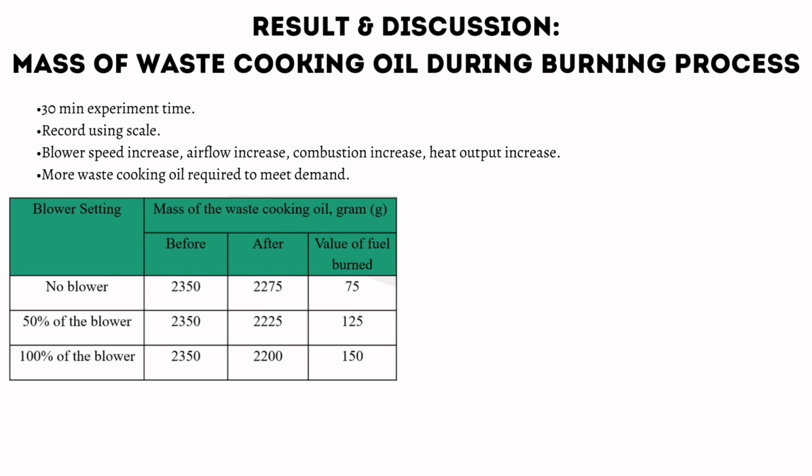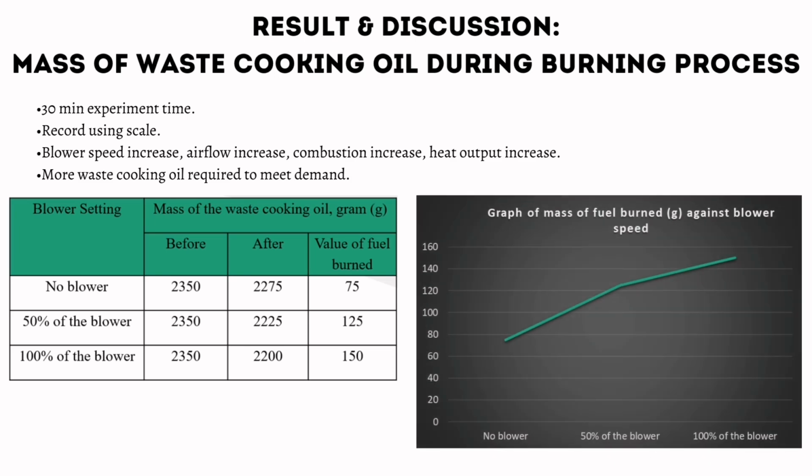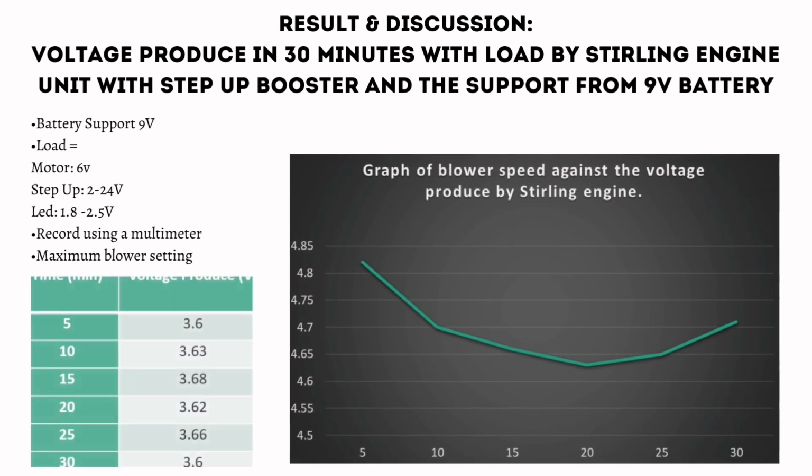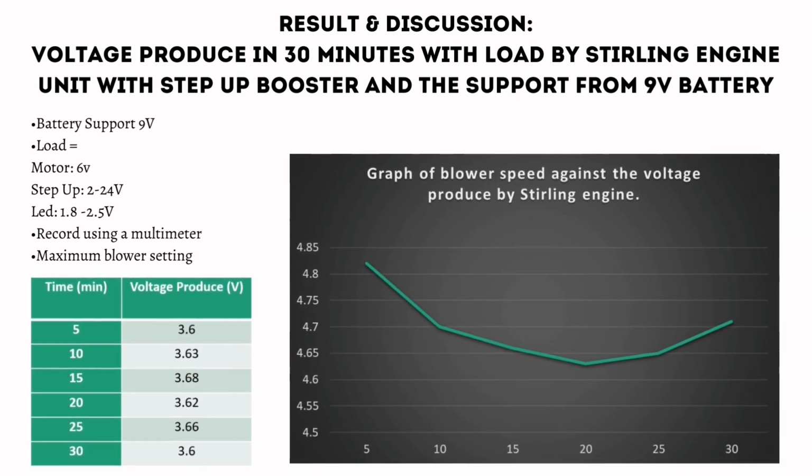As you can see here, when there is no blower, the value of fuel burned is 75 grams, while 50% blower is 125 grams and 100% blower is 150 grams. As you can see in the graph there, as the blower speed increases, the value of fuel burned also increases.